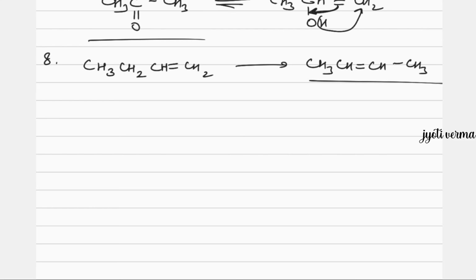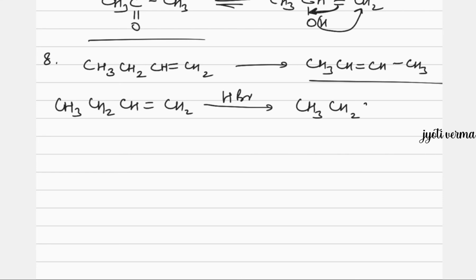It can be done whenever we are supposed to change the position of the functional group or the double bond with the same number of carbon atoms. We can always think of elimination followed by addition, or addition followed by elimination, right? So here, because it's already an unsaturated compound, first we have to do addition. Let's do addition. CH3CH2CH double bond CH2. If we add HBr to it, then Br will come at number 2. We will get 2-bromobutane, CH3CH2CHBrCH3.